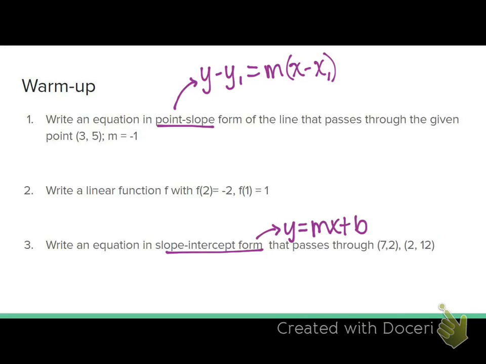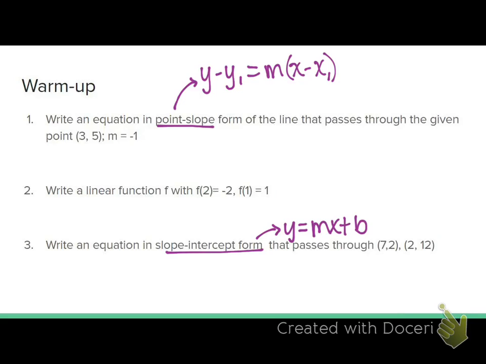All right, let's start going through these warm-ups. The first one should have been quick and easy if we remembered point slope form. y minus y1 equals m times x minus x1. They gave us a point and a slope, so we just have to plug in y1, m, and x1. Who can tell me what it would look like when we plug those in?